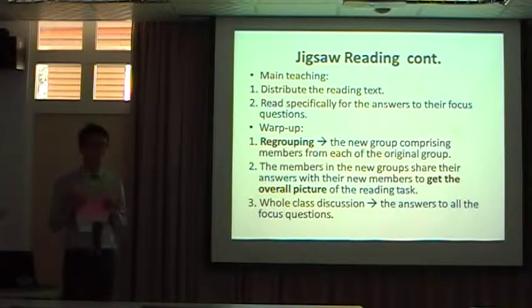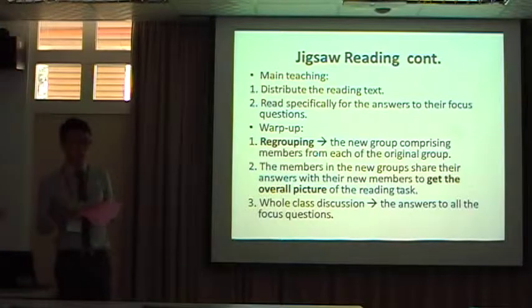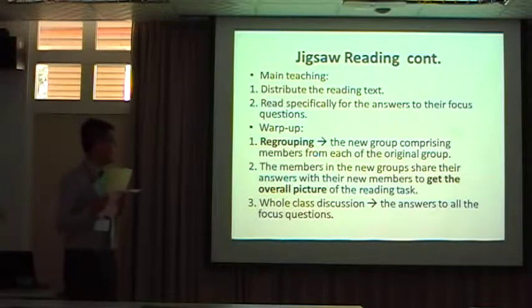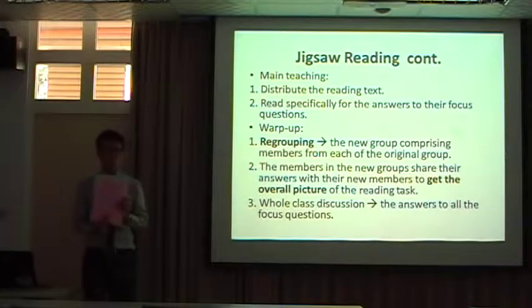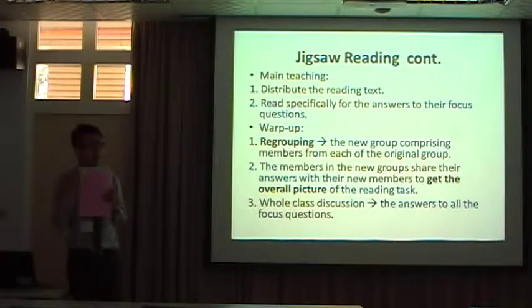After all this, I regrouped the students. In the new grouping, each group contains only 4 students, that is, the 4 colored people. The people from different colors come together to form a new group. The members in the new groups share their answers with their new group members to get the overall picture of the reading task. Finally, I did a whole class discussion, again trying to make sure that the students really understood the reading task and really got the answers to all the focus questions.